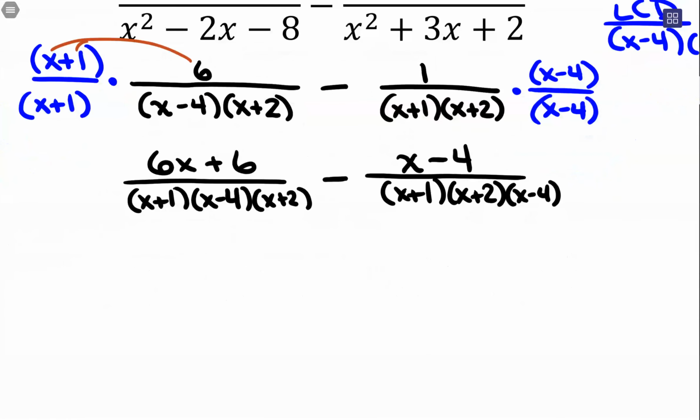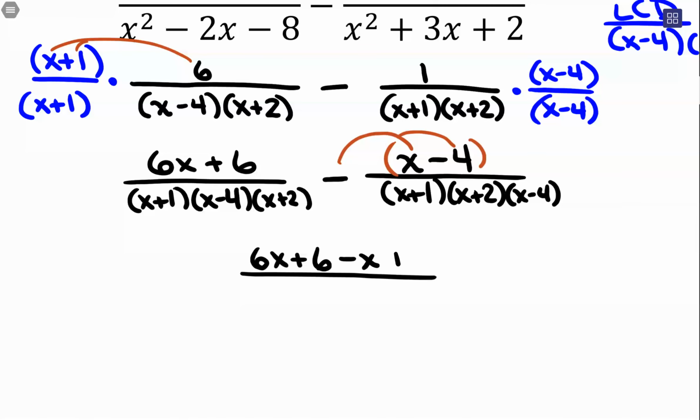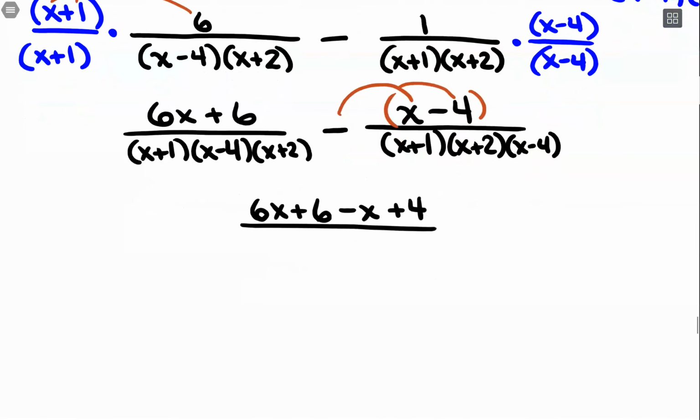All right. So in the numerator, we'll have the 6x plus 6, but then that subtraction needs to distribute into that x minus 4. So we'll have that 6x plus 6, but then minus x plus 4, all over x plus 1 times x minus 4 times x plus 2. So 6x minus x is 5x. 6 plus 4 is 10.